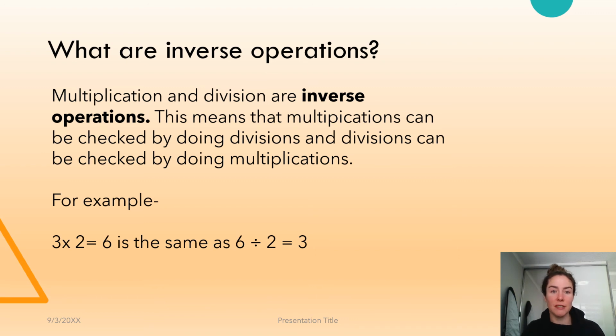Multiplication and division are inverse operations. This means that multiplication can be checked by doing divisions, and divisions can be checked by doing multiplications. For example, 3 times 2 equals 6 is the same as 6 divided by 2 equals 3. What that's saying is we can use our known multiplication facts to check division facts and vice versa.